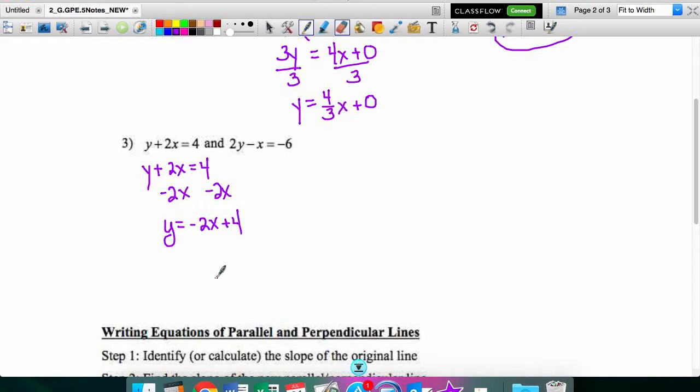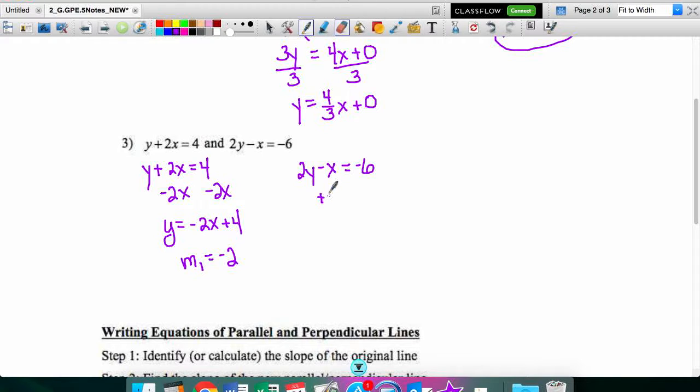Now our equation's in slope-intercept form, and we can identify our first slope as the coefficient in front of the x, in this case, negative 2. Let's take a look at the second equation. 2y minus x equals negative 6. Once again, not slope-intercept form.